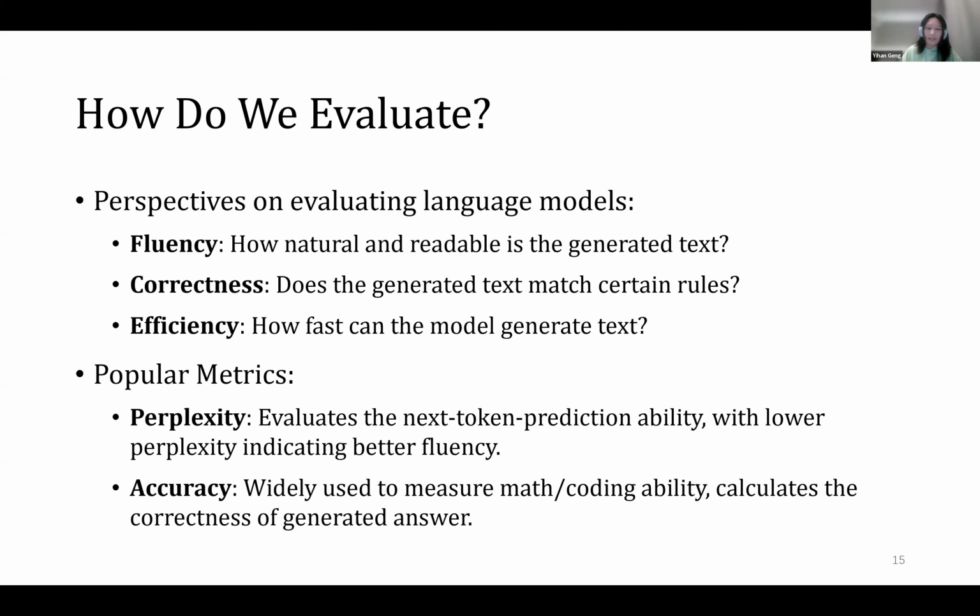For fluency and correctness, common evaluation metrics include perplexity and accuracy respectively. As you all know, perplexity quantifies the uncertainty of a model in predicting the next token in a sequence, with lower perplexity indicating better fluency. It serves as the standard measure for assessing the quality of text generation, and accuracy here mainly refers to the benchmark accuracy of reasoning tasks such as math or coding, which calculates the correctness of the generated answer.